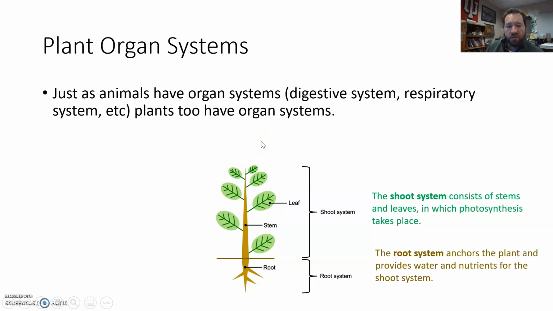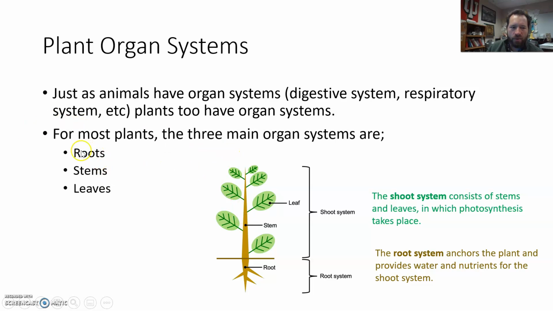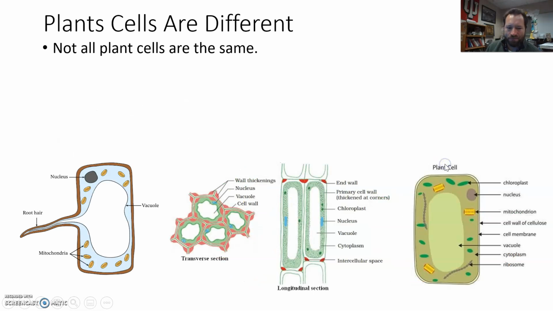So plants have organs and organ systems, just like animals do. We're probably more familiar with the animal organ systems, the digestive system, the respiratory system. We have other ones as well. But plants also have organ systems. We generally talk about the roots as one system, the stem, and the leaves are the three main organ systems in most plants. Now those are divided into the root system and the shoot system. So you can see the root system here is the roots that keep the plant anchored, and the shoot system is the part above ground that makes photosynthesis possible.